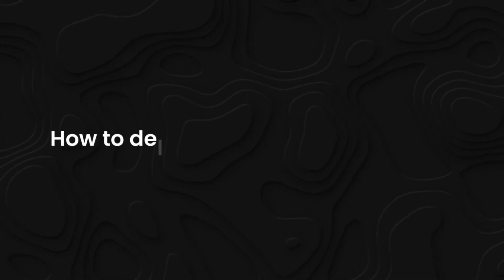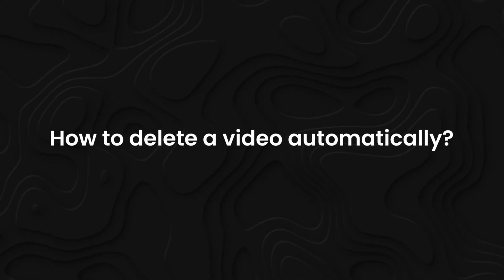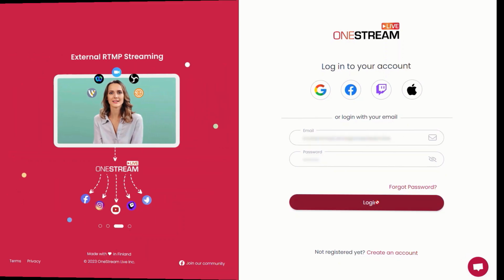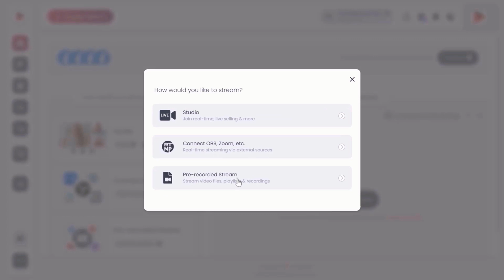In this video, we will guide you how to delete a video automatically after live streaming. Log into your OneStream Live dashboard. Click Create Stream. Click Pre-recorded Stream.